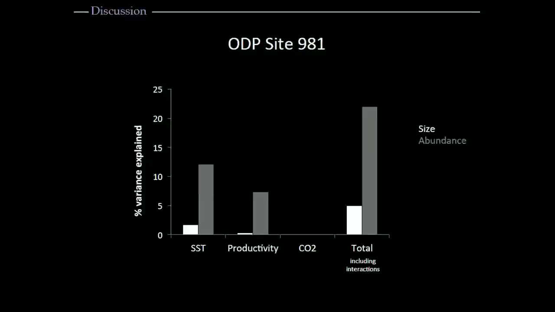So you see there's quite some differences in response between size and abundance. At this site, size doesn't really care. Even when we look at the combinations of all these parameters and their interactions, less than 5% of the variance is explained. So it doesn't really seem to be responding to climate. But then when we look at abundance, the total model and the interactions explain more than 20% of the variance, which is actually quite a lot.